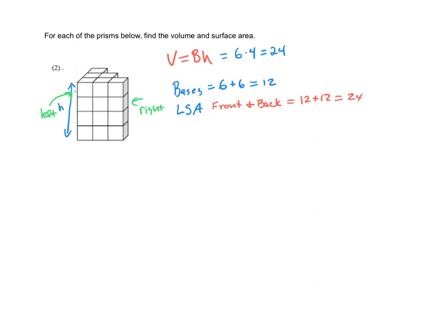at the right side, I see that there are 4 squares here. Now, you can't see them, but there's also going to be 4 squares going down there and 4 squares going down there. So if we did 4 times 3, that's 12. So to do the right and the left side, there's going to be 12 squares on each one of those, so that will also be 24.